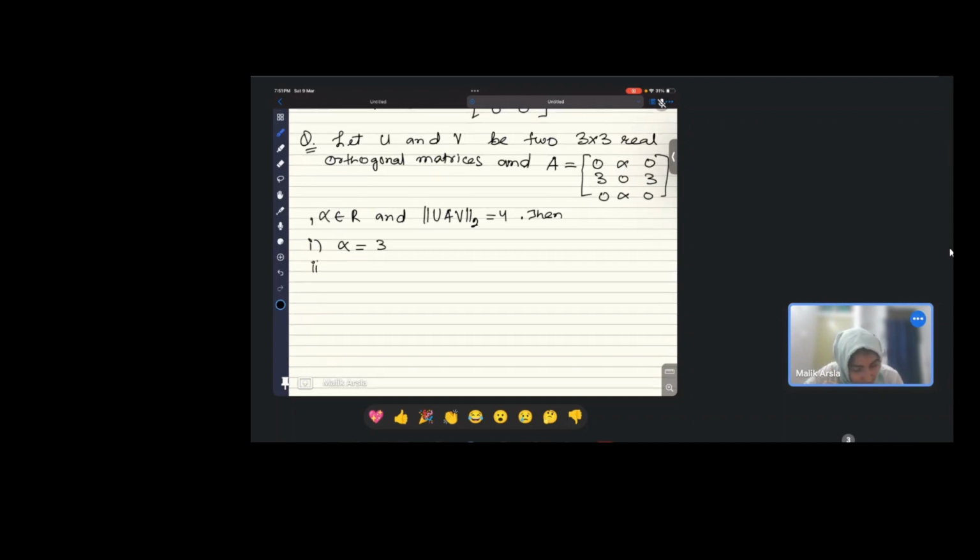Option one: alpha is equal to 3. Option two: alpha is equal to minus 3. The third option is alpha is equal to 5. And the fourth option is no such real value alpha exists.